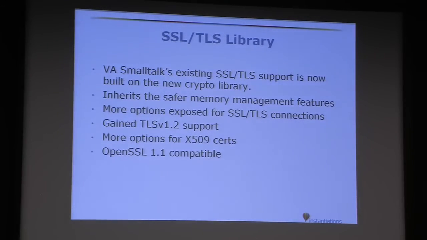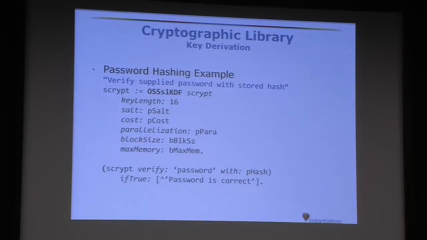So this is the last slide. The reason it's so short is that SSL, TLS has moved forward considerably, but it's now built on the crypto library, so it's inherited everything we've just talked about, including the native memory manager and things of that nature. In terms of features, it's TLS 1.2. There's some X509 stuff, and it's OpenSSL 1.1 compatible, of course, at this point. And that is the end.